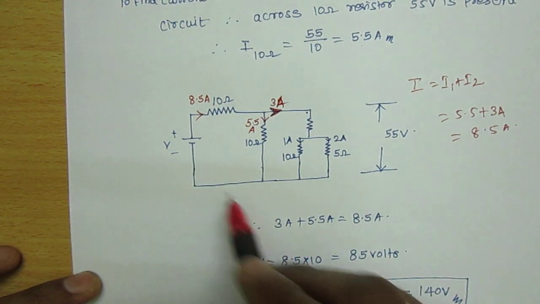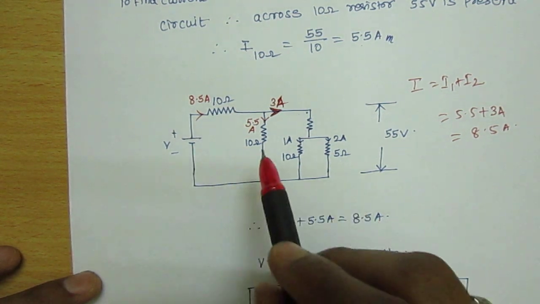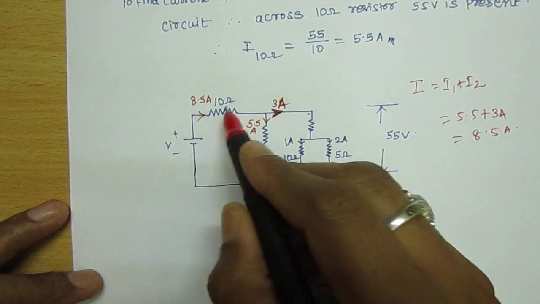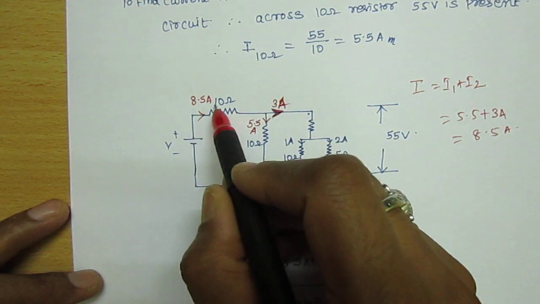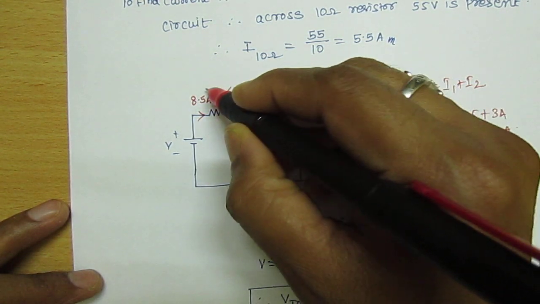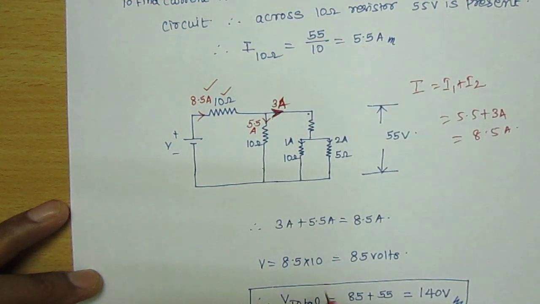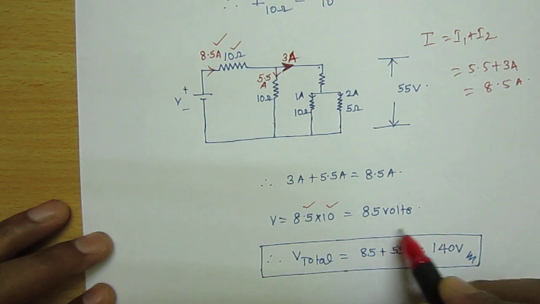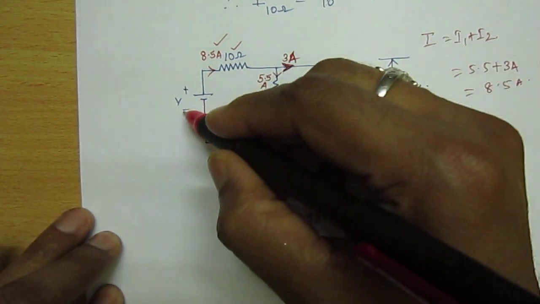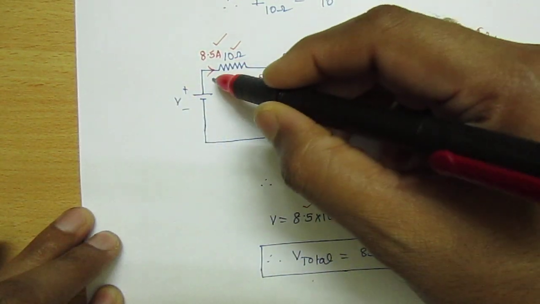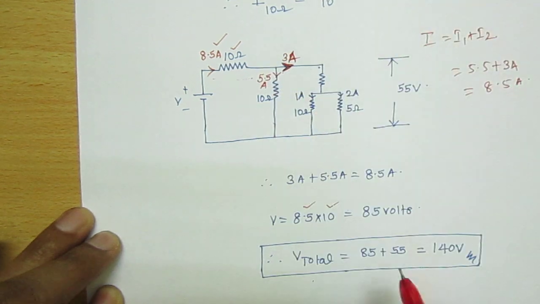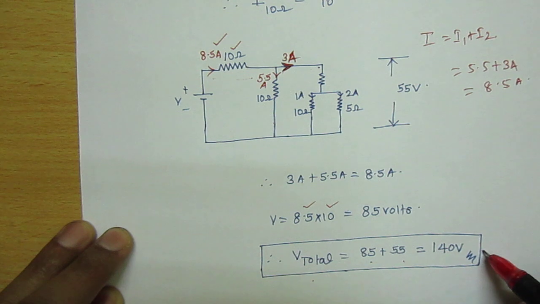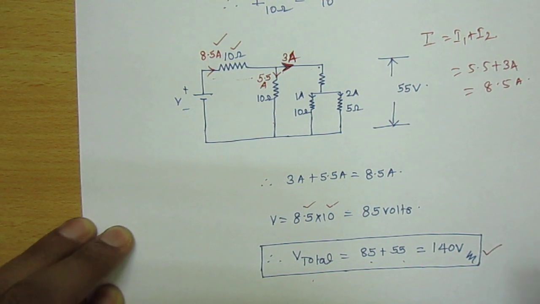Our aim is to find the voltage. We already know that this voltage is 55 and this voltage we don't know. Here R is given and I is given, so V is equal to I into R, and we get 85 volt. The total voltage for the circuit is this value and this value, so it is 85 plus 55, we get 140 volt. That is the answer for this problem.